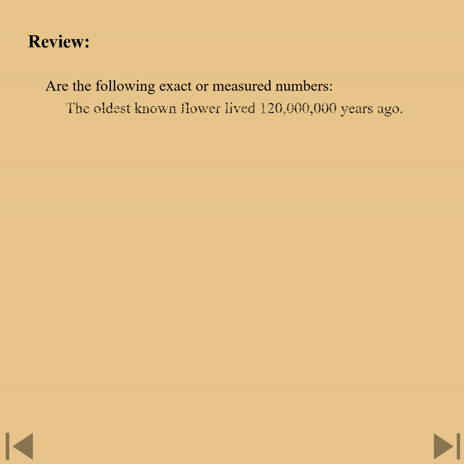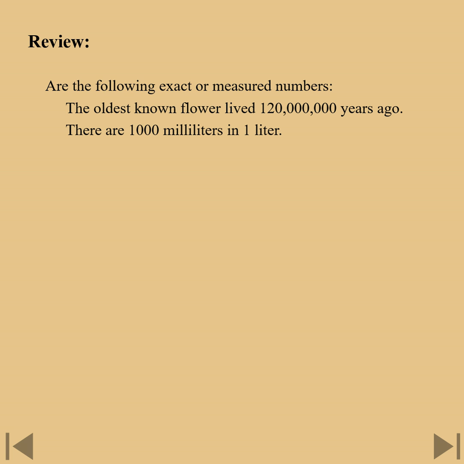Okay, let's practice some of the things that we've just learned. First, the oldest known flower lived 120 million years ago. Is this an exact number or a measured number? If you're tempted to say it's an exact number, I would ask you, is it 120 million years now or then? Because it couldn't be both if it was exact.